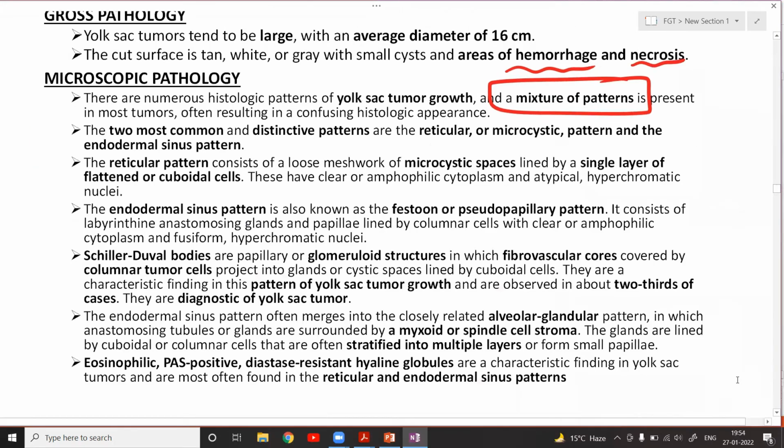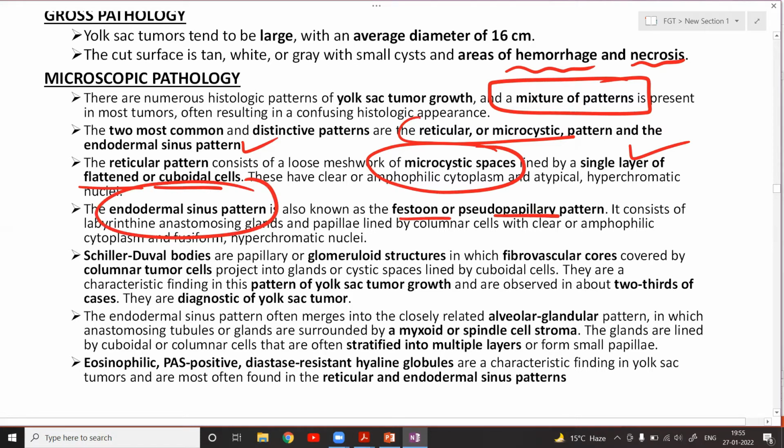Let me just go through the important points. So the two most distinctive patterns: one is the reticular or the microcystic pattern that I had shown you, and the endodermal sinus pattern containing the Schiller-Duval body. So the reticular pattern, as I told you, comprises microcystic spaces lined by a single layer of flat or cuboidal cells. Whereas the endodermal sinus pattern, also called a festoon or pseudopapillary pattern, okay, basically comprises Schiller-Duval bodies, the glomeruloid bodies, in which the fibrovascular cores are covered by columnar tumor cells, and this particular arrangement is projecting into a clear space which is again lined by the same tumor cells.